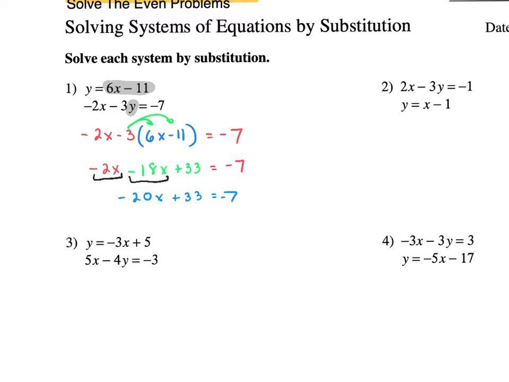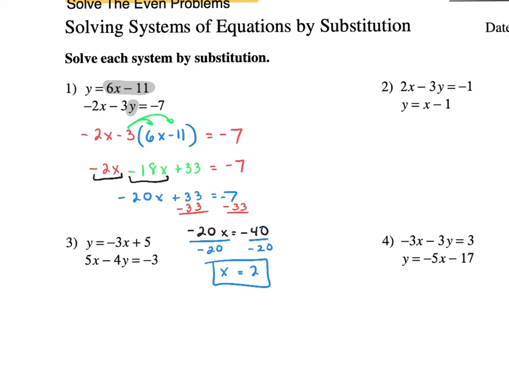We'll move that 33 to the other side, trying to get our x alone, giving us negative 20x equals negative 40. Divide by negative 20 to get the x alone. Undo that multiplication with division. x is 2. That's not so bad.